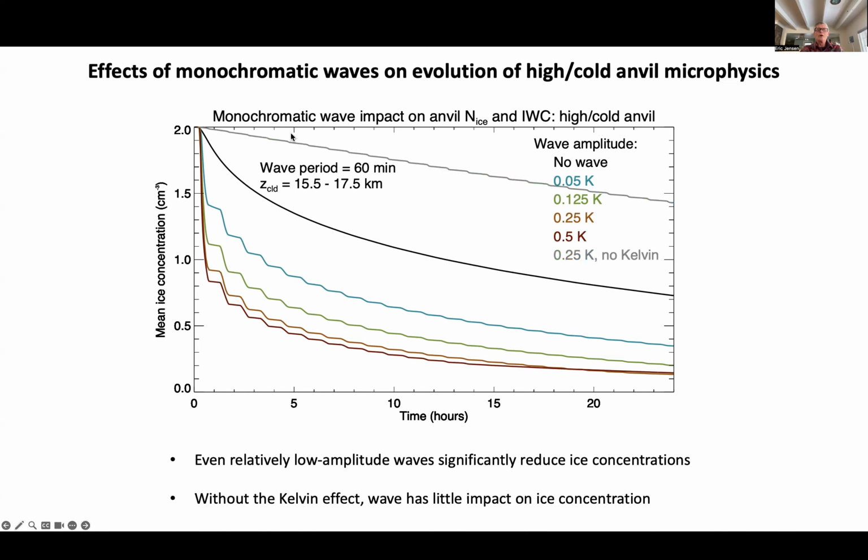And then, okay, showing what happens, this gray curve is what happens if you don't include the Kelvin effect. So just set this Kelvin term to unity. Then you really don't reduce your ice concentrations much. So this really is dominated by this Kelvin effect that clobbers these small ice crystals. And I think that's an important result here.